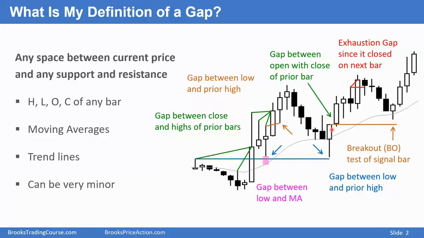This is a buy signal bar, and the bulls bought. This is a test of that buy signal bar high, and there's a gap between the low of this bar and the high of that bar.